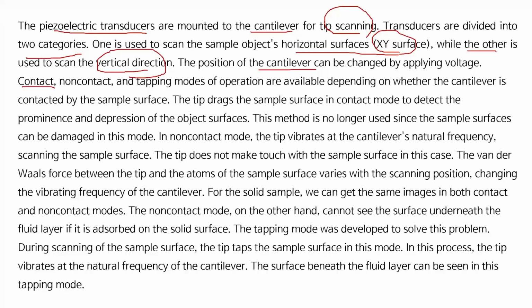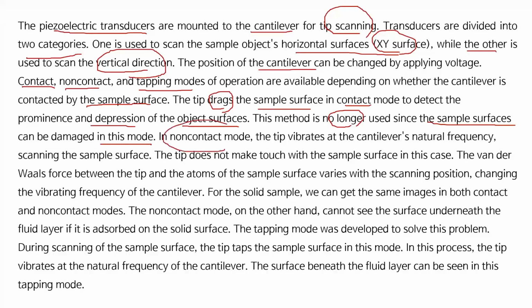Contact, non-contact, and tapping modes of operation are available depending on whether the cantilever is in contact with the sample surface. The tip drags across the sample surface in contact mode to detect the prominences and depressions of the object surface. This method is no longer used since the sample surfaces can be damaged in this mode.